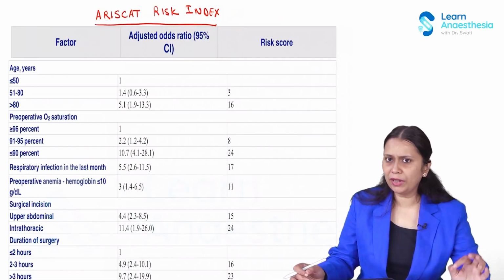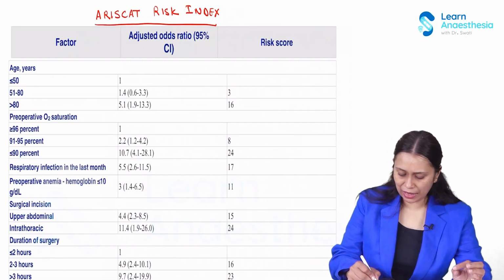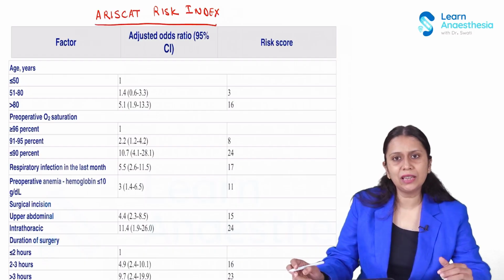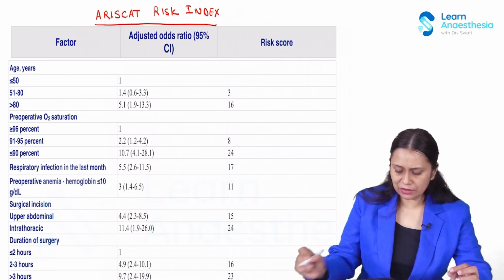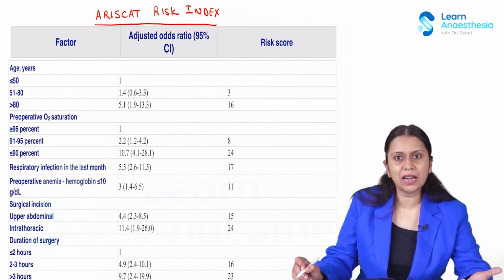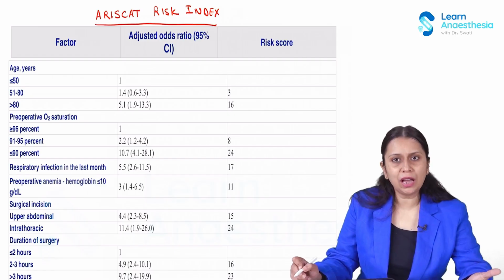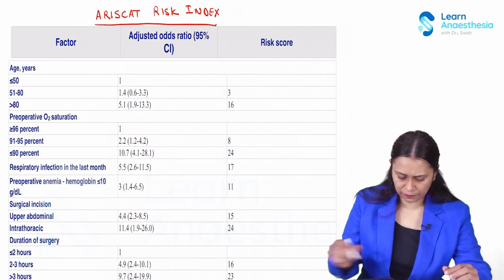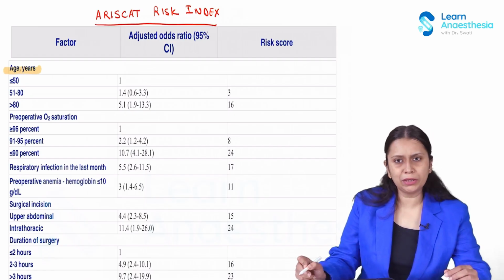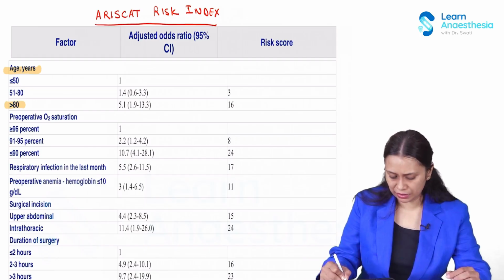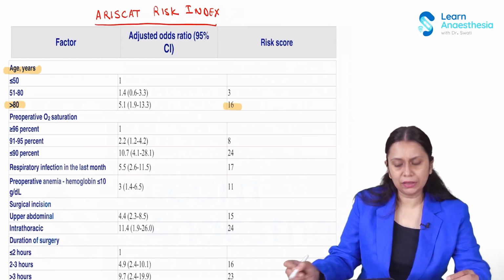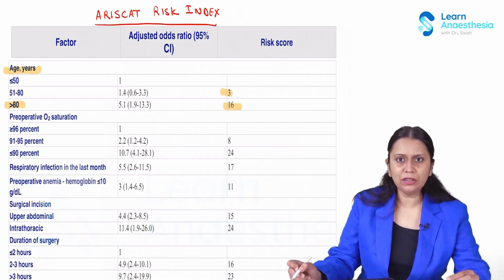Okay, now before ending this topic, I want to talk about the ARISCAT risk index, which has independent risk indicators that point towards post-op pulmonary complications. So in the ARISCAT risk index, we can calculate the score in patients at high risk for developing post-op pulmonary complications. So what are the independent risk factors? Age. Age is one of the independent risk factors. Age more than 80, right? The risk score given is 16, between 51 to 80 it is 3, and less than 50, 0.